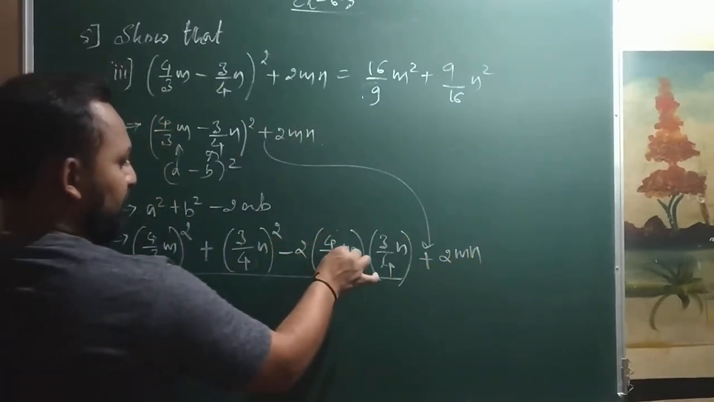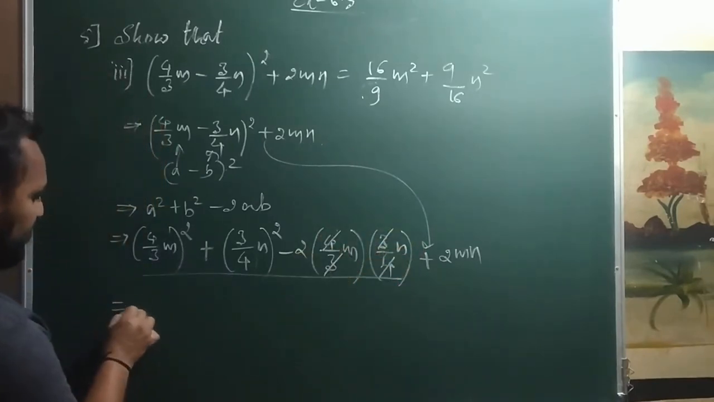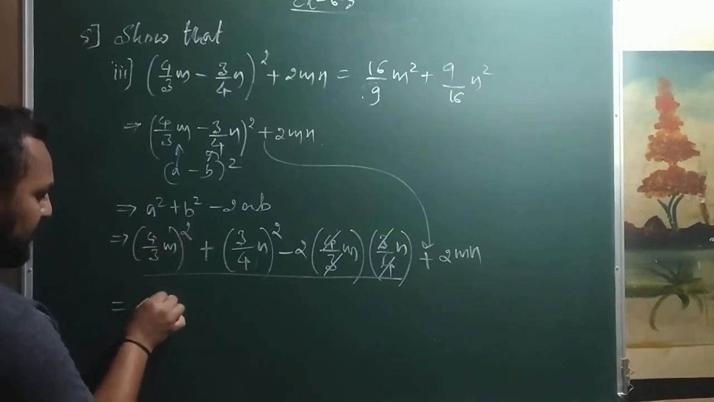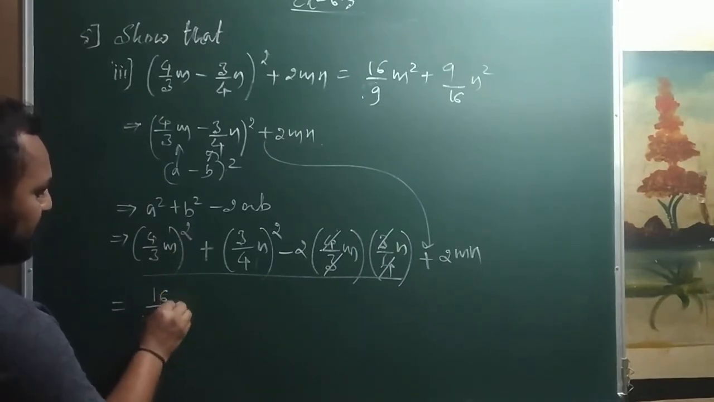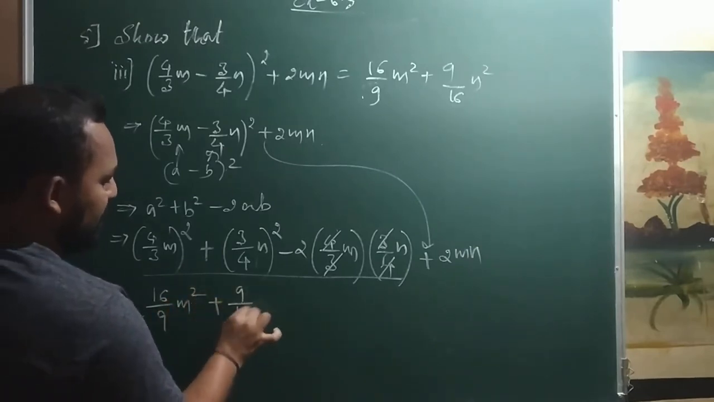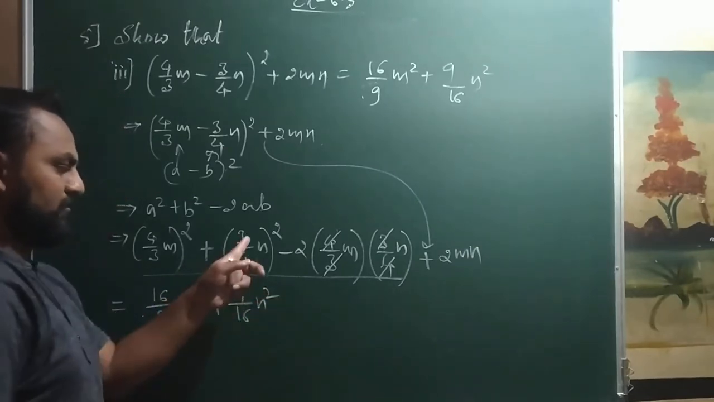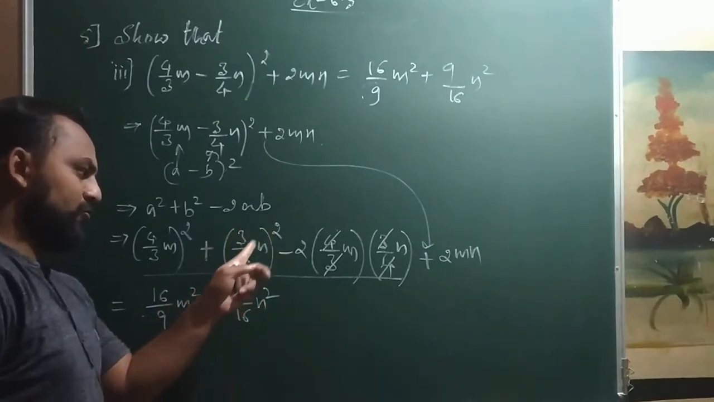Here, 3 and 3 get cancelled, 4 and 4 get cancelled. Remaining is 4 square is 16/9m² plus 9/16n². 3 by 4 means 3 square is 9 and 4 square is 16.